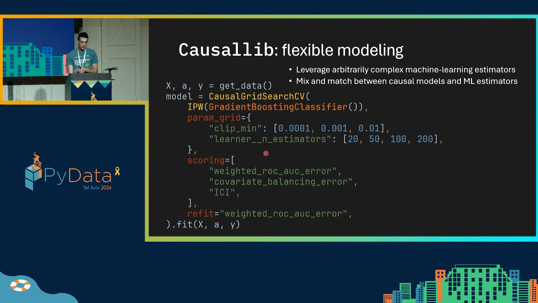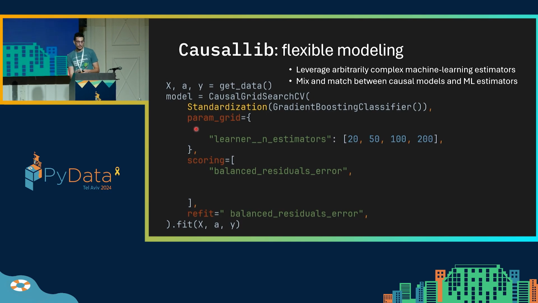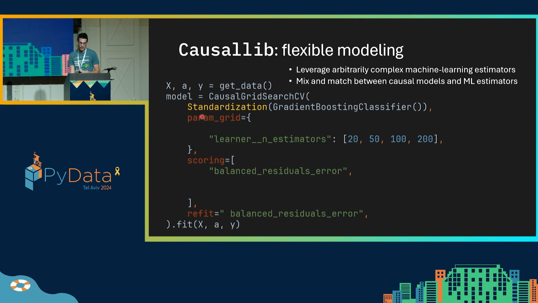And now we can also do a search over the internal machine learning estimator, but also on the hyperparameters for the causal models themselves, which also have hyperparameters of their own. And the causal models themselves are interchangeable, so we can replace that IPW that we had before with some outcome model to get individual-level predictions. And of course, we have several of those, so we can create arbitrarily complex models there.